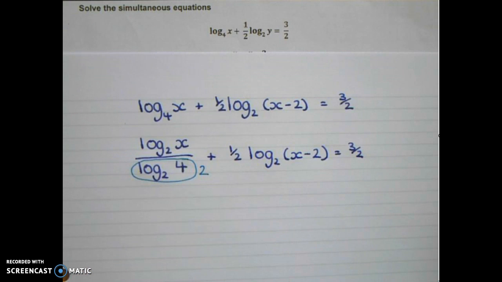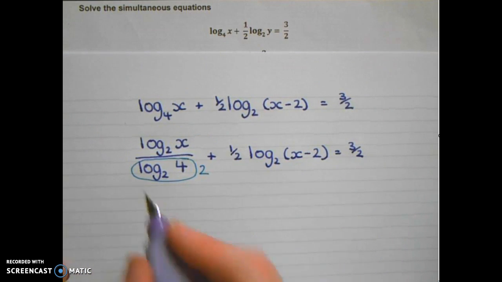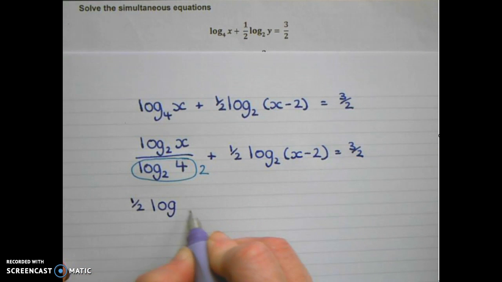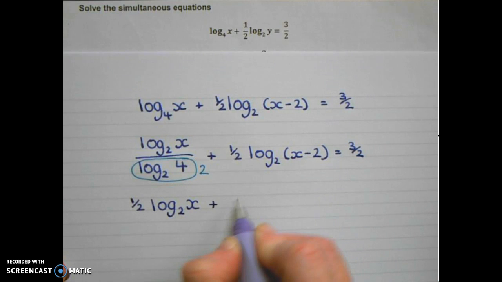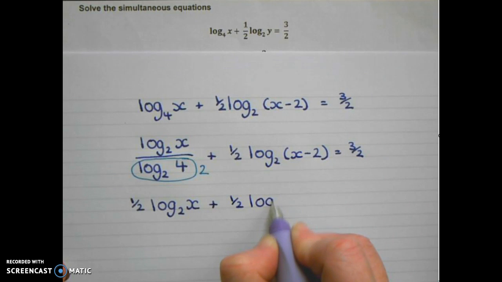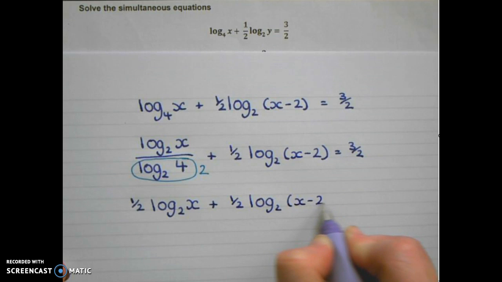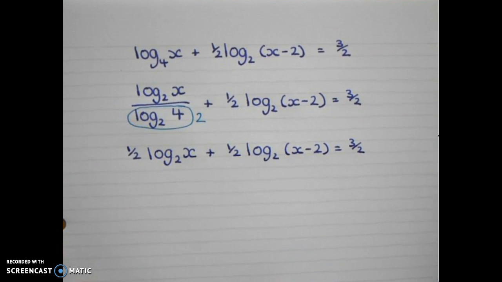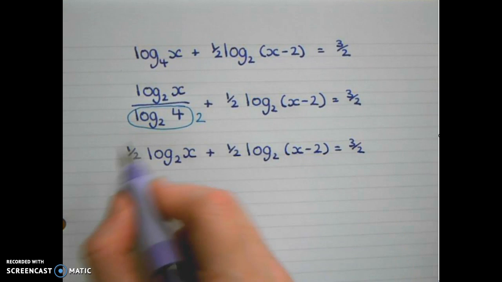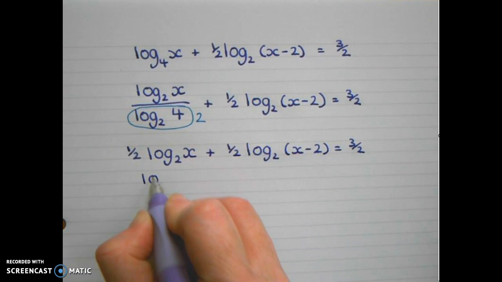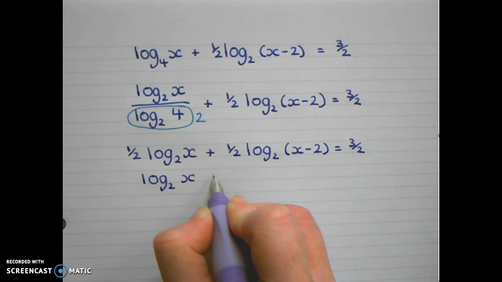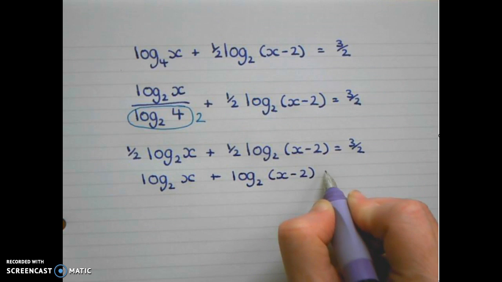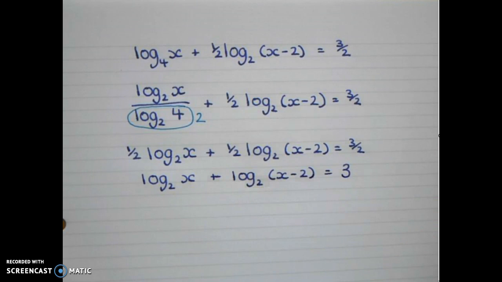So log to the base 2 of x divided by 2. Dividing by 2 is the same as a half of something, isn't it? So let's write that as half log to the base 2 of x plus a half log to the base 2 of x minus 2 equals 3 over 2. Now, I don't like all of these halves, so let's just times everything by 2 to get rid of them. So log to the base 2 of x plus log to the base 2 of x minus 2 equals, times that by 2, I get 3.